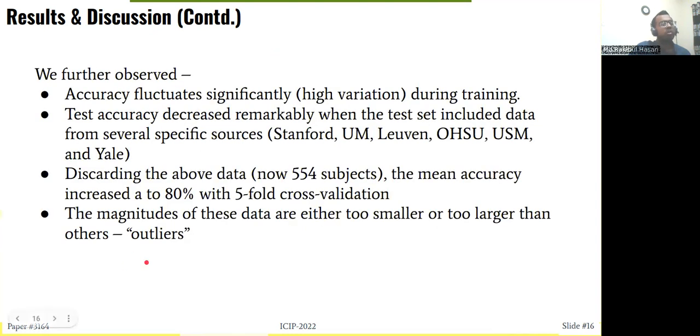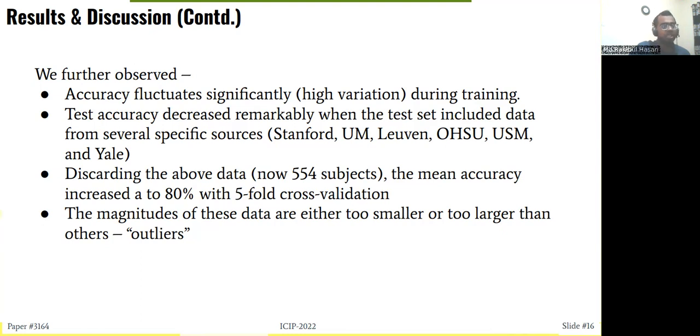Now, we further observed that the accuracy fluctuates significantly during training. So, we found that the test accuracy decreased remarkably for particular specific datasets. So, we discarded those datasets. We then had 554 subjects, and using only those 554 subjects, we found that the mean accuracy increased to around 80%. Previously it was 74.53%, then it was 80%. So of course, that is more than a 5% increase.